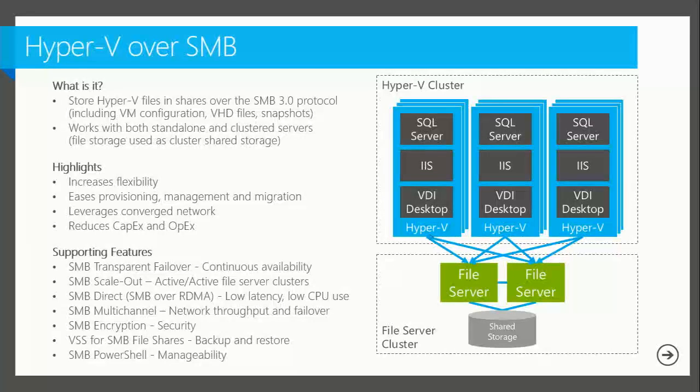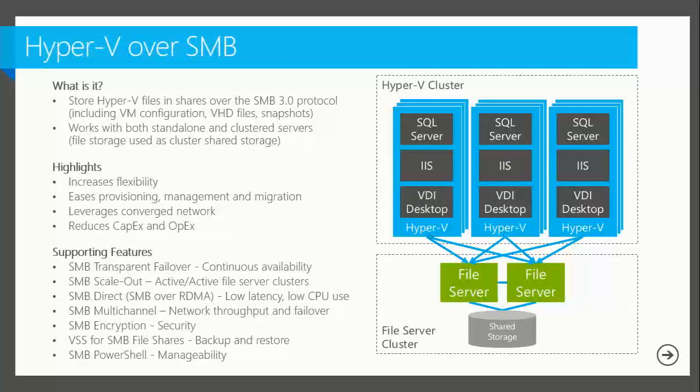Multi-channel, are you familiar with MPIO? So multiple paths to the storage, you can leverage them at the same time. That means if you have 2 NICs, each 10 gig on each box, you can actually achieve 20 gigs of throughput on a single file, right? That is multi-channel. We also do encryption. We have a backup solution for VSS, and we have full support for PowerShell.